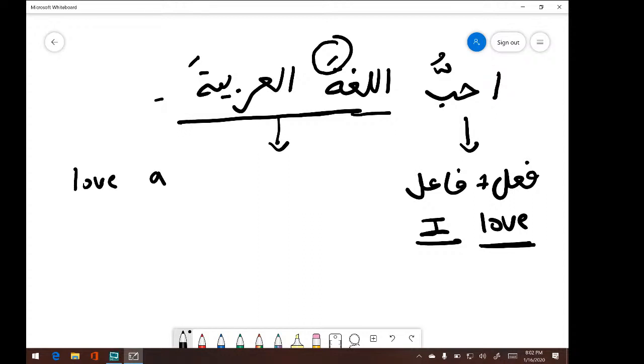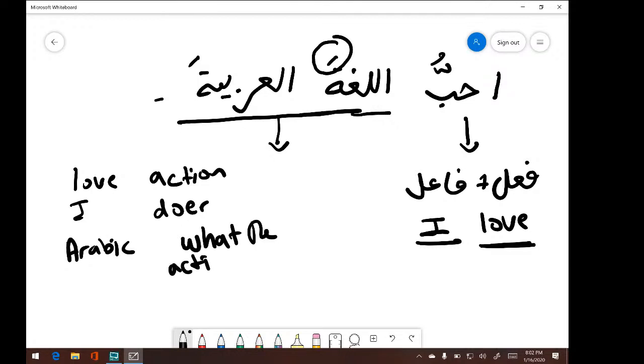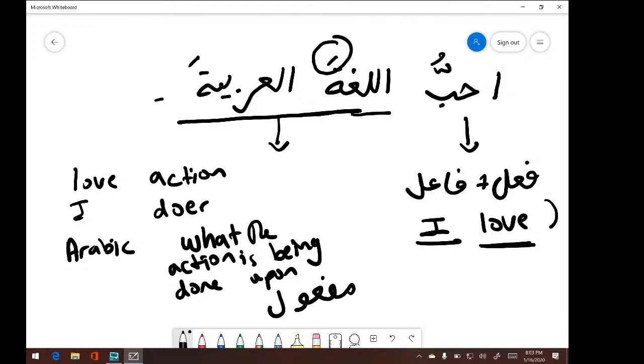Love is the action, right? I am the doer, and the Arabic language is what the action's being done upon. Right? Or what you call maf'ul. So you have fi'l, you have fa'il, and then you have maf'ul. Right? Fi'l is the verb. Fa'il always gets dhamma, maf'ul always gets fatha. That's the reason for this having a fatha.